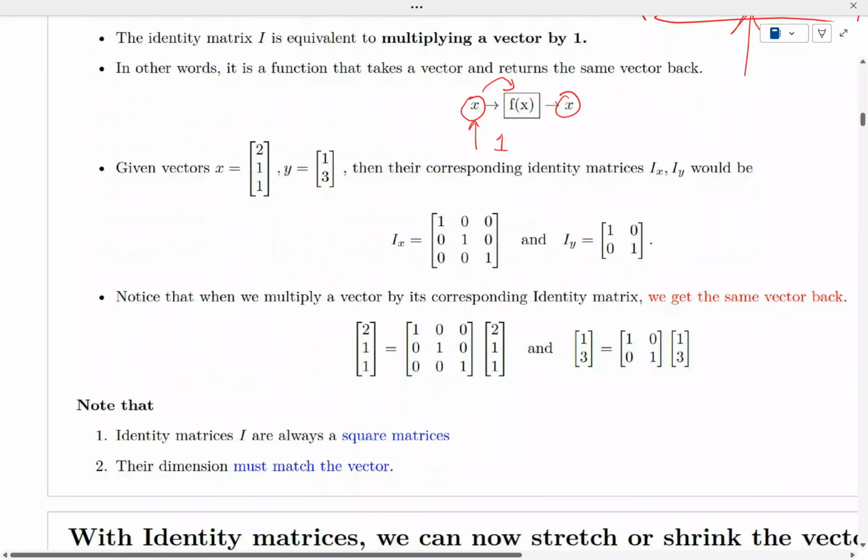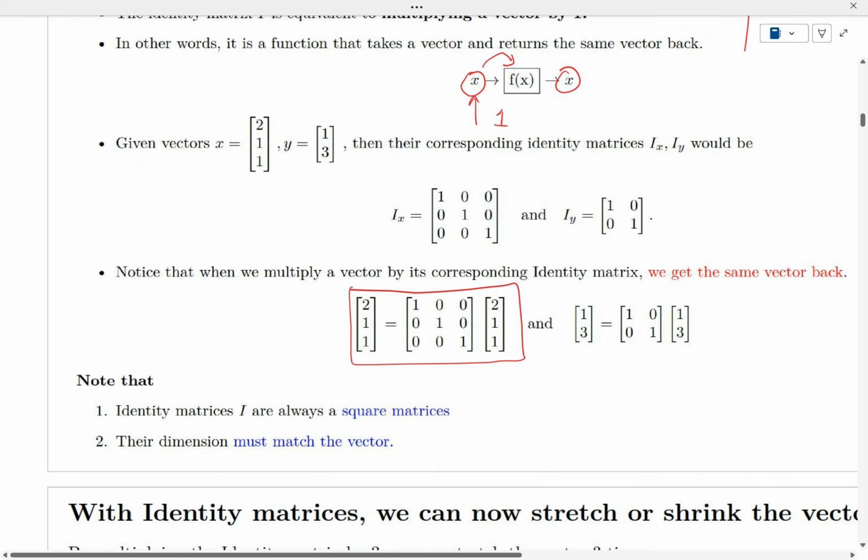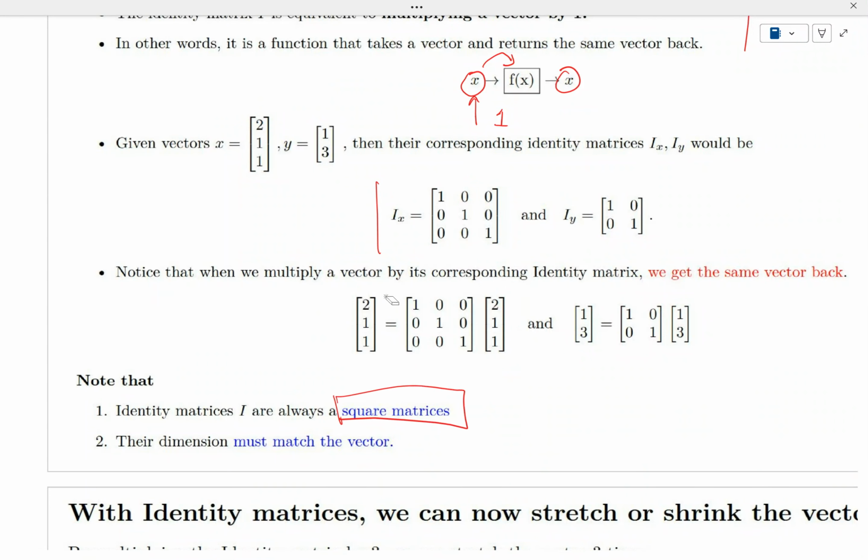And it makes sense, right? Why does this give us the same answer? Because it'll be 2 times 1, which gives us 2, and everything else is 0. And then we have 1 times 1, and everything else is 0. So from this multiplication, you can quickly see why this type of structure gives you the identity matrix, or why it does nothing to the original vector. Now, the identity matrix is always a square matrix, and the dimension has to match the original vector. If it's 3, it's a 3 by 3. If it's 2, it's a 2 by 2.